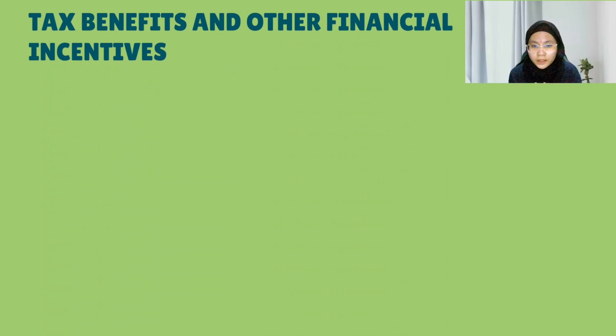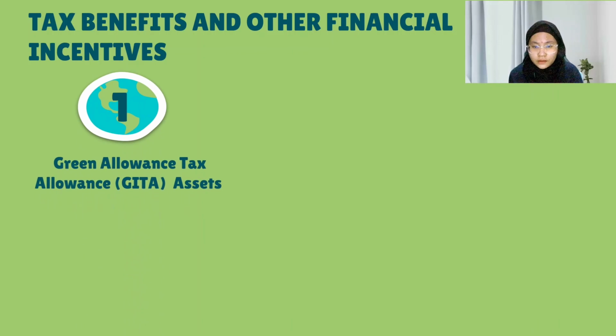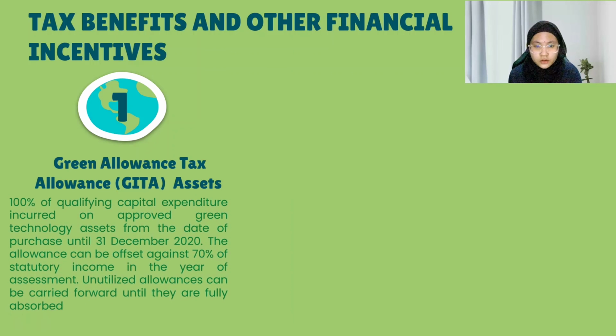Thank you, SALSABILLA. My name is QISTINA ADRIANA binti EFFENDI, and I will be continuing on tax benefits and other financial incentives. First will be Green Investment Tax Allowance, or GITA, on assets. It means that 100% of qualifying capital expenditure incurred on approved green technology assets from the date of purchase until 31st December 2020. The allowance can be offset against 70% of statutory income in the year of assessment. Unutilized allowances can be carried forward until they are fully absorbed.